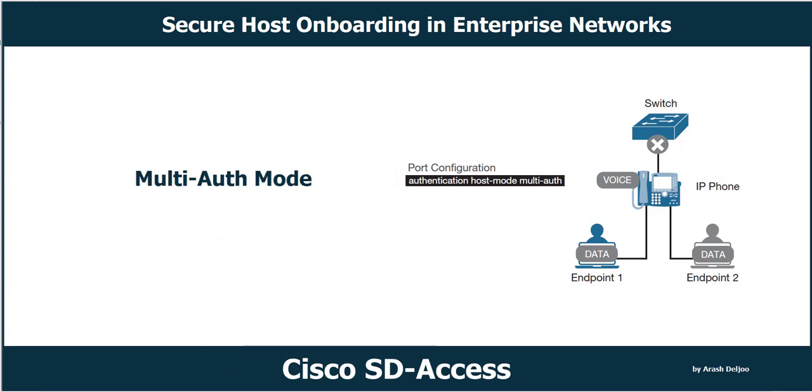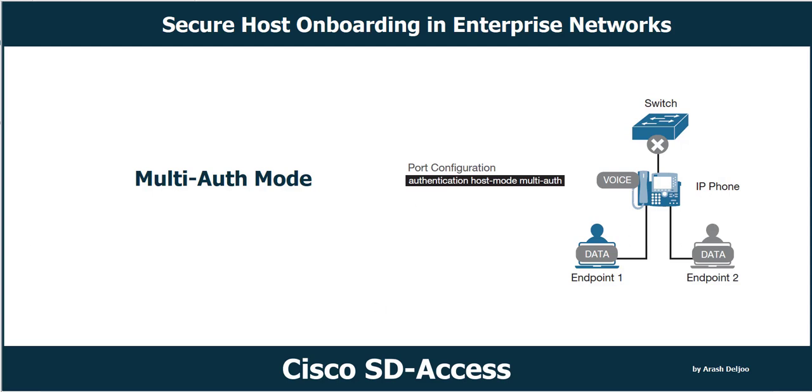Okay, what does it mean? As you can see in this figure, in multi-authentication mode, one client is allowed on the voice domain and multiple authenticated clients are allowed on the data VLAN. Cisco DNA Center by default provisions multi-authentication mode on all the 802.1x enabled ports. Okay, in Cisco DNA Center, the default mode is this mode.